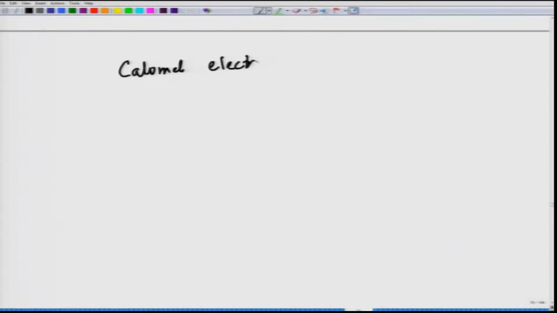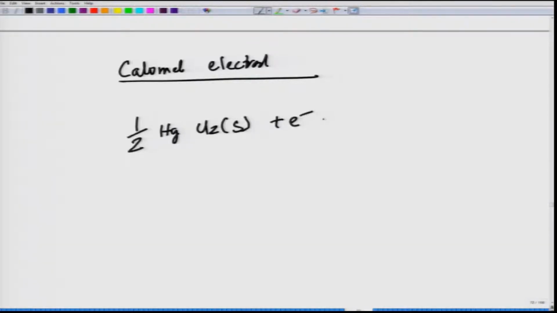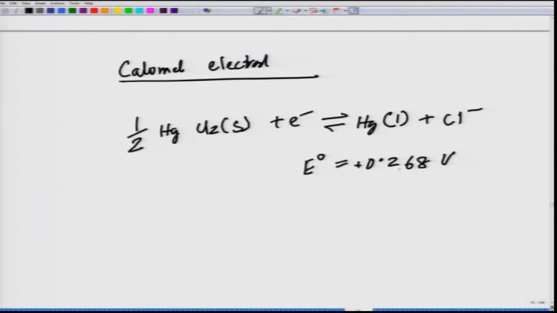Okay. Similarly, the next reference electrode is the calomel electrode. So, the calomel electrode is a mercury based electrode, where I am just putting the calomel electrode reaction first for you. Hg2Cl2 solid plus electron making Hg liquid plus chloride minus, where E0 of this reaction is 0.268 volt, and this is basically the calomel, mercury 1 chloride, which is calomel.